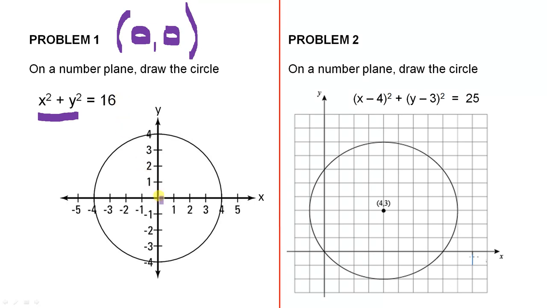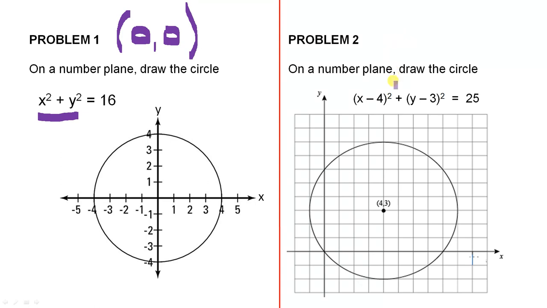So we put our compass point on 0, 0. We go out 4 units and we draw the circle, and that's exactly how it's done for this particular example and for any other examples that are similar to this one.